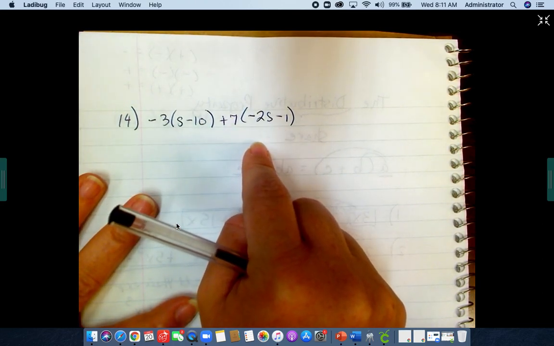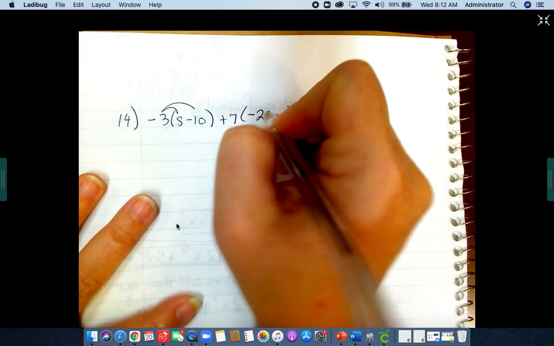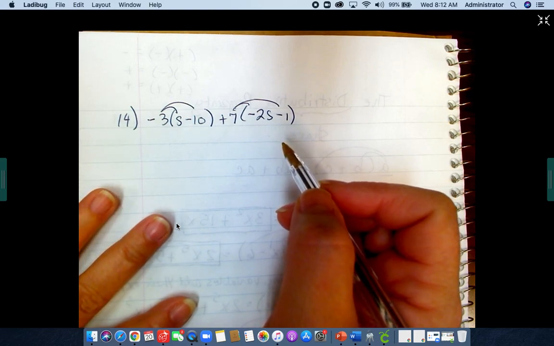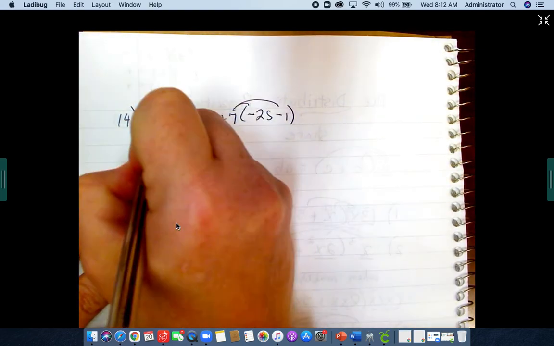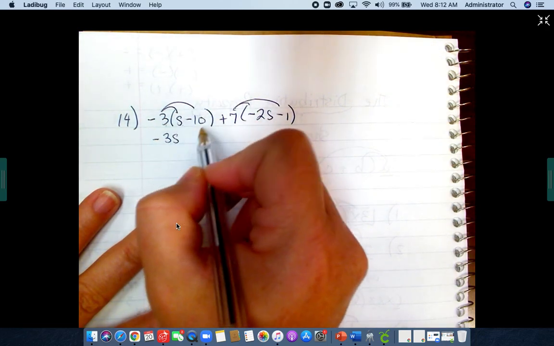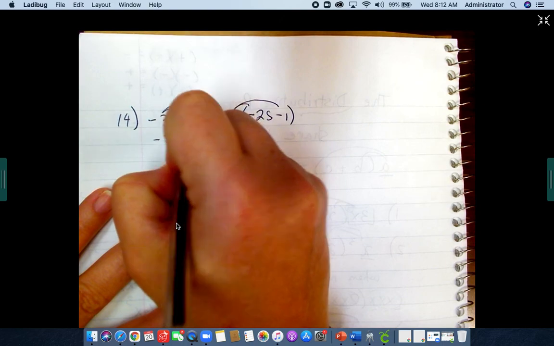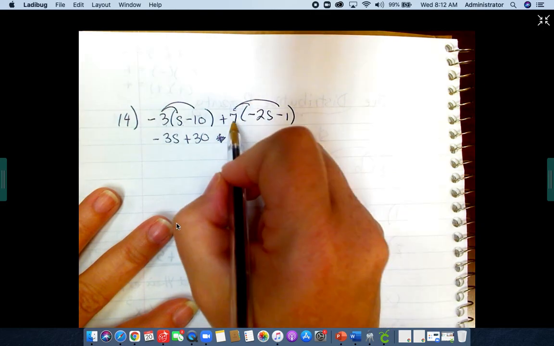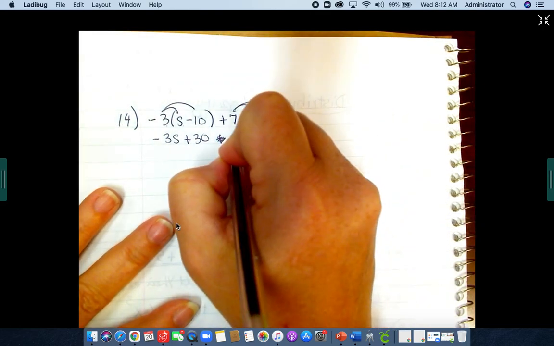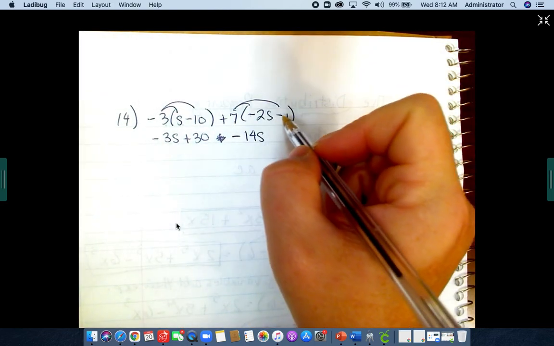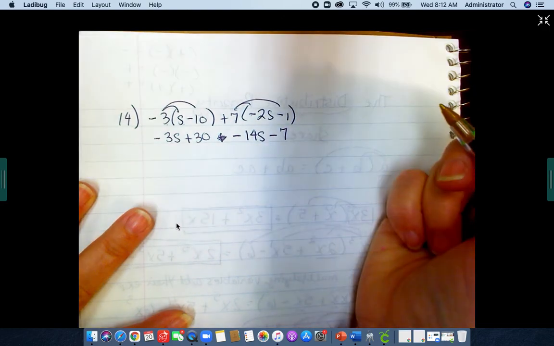So this actually means we are going to distribute twice. So we're going to distribute first, then we're going to combine like terms like we did in yesterday's lesson. So negative 3 times s, we simply put them next to each other. Negative 3 times negative 10, a minus does mean that that number is negative. So negative 3 times negative 10 is positive 30. Plus, or actually I'm going to take that plus off because what's a positive times a negative? It's a negative, so that's going to turn into a minus 14s. And then 7 times negative 1 is negative 7.